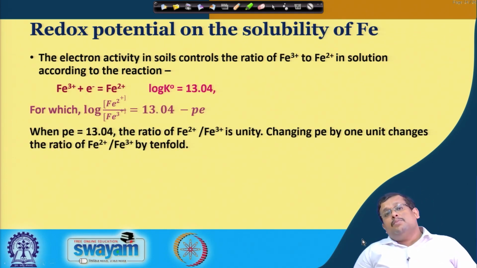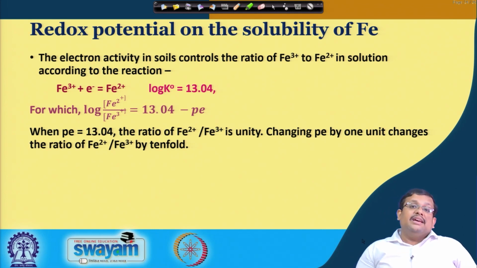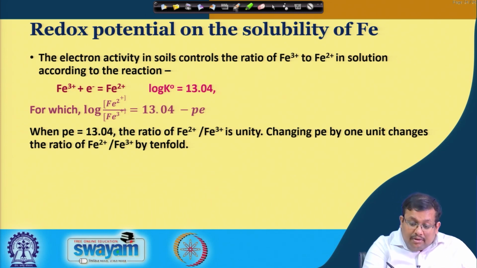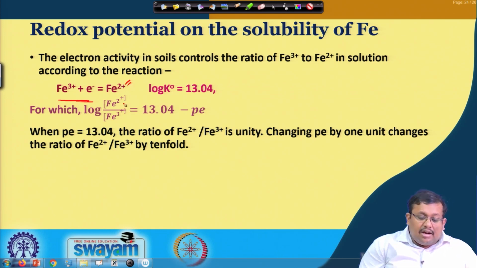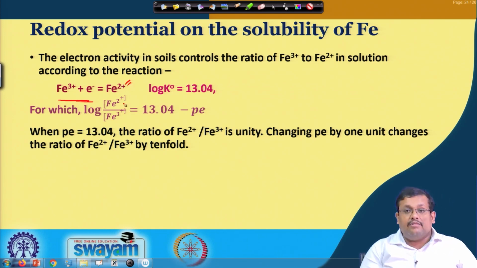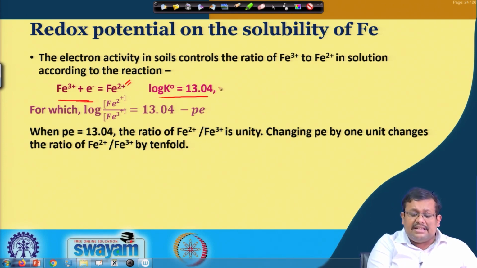Now, if you see the redox potential on the solubility of iron, we know that the electron activity in soil controls the ratio of Fe3+ to Fe2+ in solution according to the reaction. According to the reaction, Fe3+, after accepting an electron, will be converted to ferrous, Fe2+, and here the log K value is 13.04.